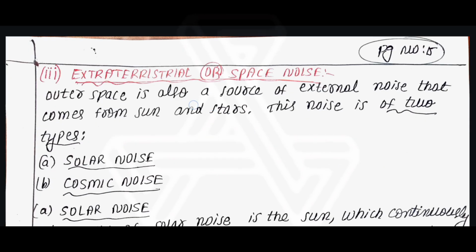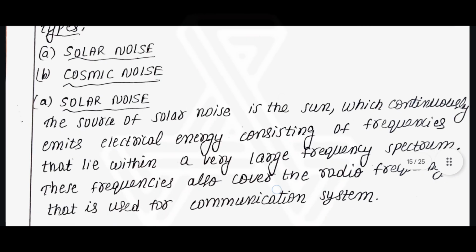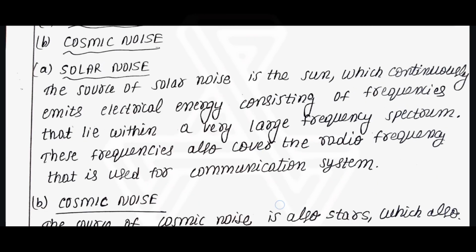Extraterrestrial or space noise. Outer space is also a source of external noise that comes from the sun and stars. This noise is of two types: solar noise and cosmic noise. Solar noise. The source of solar noise is the sun, which continuously emits electrical energy consisting of frequencies that lie within a very large frequency spectrum. These frequencies cover the radio frequencies that are used for communication systems.